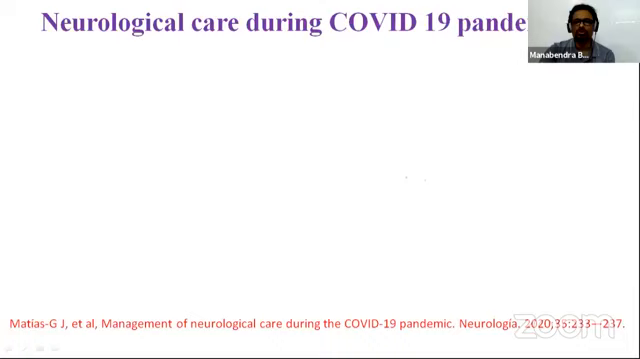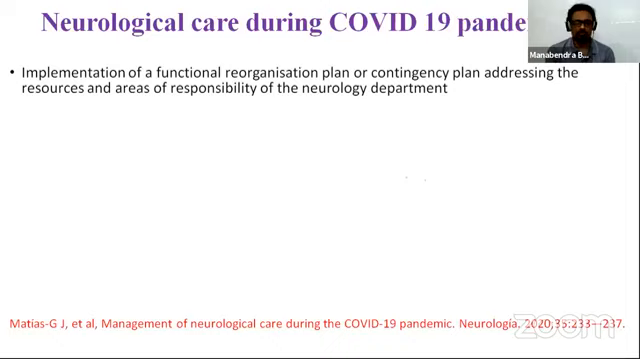First thing is the functional reorganization of the plan. In our country, we have some neurology hospitals, some specialized hospitals, some general medical colleges, and some district hospitals. Everyone has limited facilities, their own facilities. So in the COVID era, we should reorganize the capacity of these hospitals: what manpower we have, what logistic support we have, and what infrastructure we have to deal with neurology patients. In some cases the neurology ward has been taken up by the COVID unit. So there is a functional reorganization of the plan according to the hospital authority.